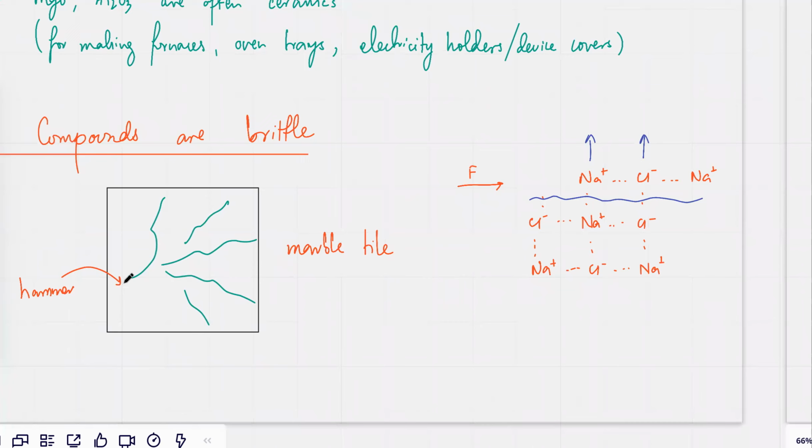Beyond a certain point, you keep on applying a force, the ions don't move. But if you hammer it too strongly, if the ions move a little bit, the whole thing would crack up. It will just shatter into pieces.